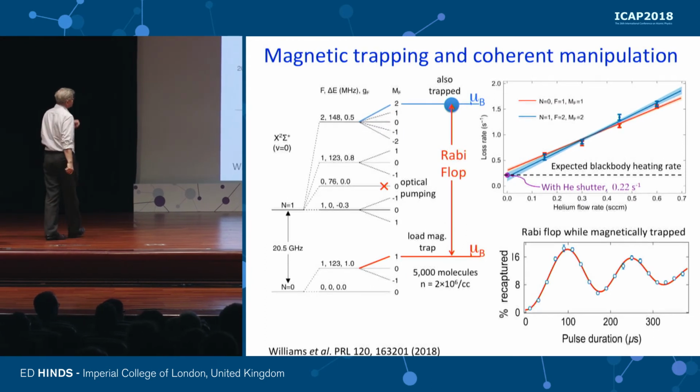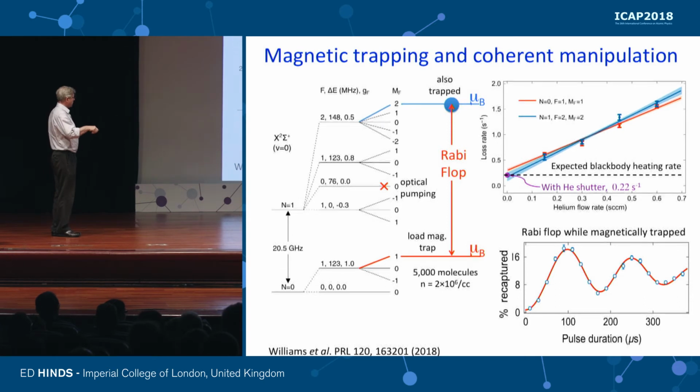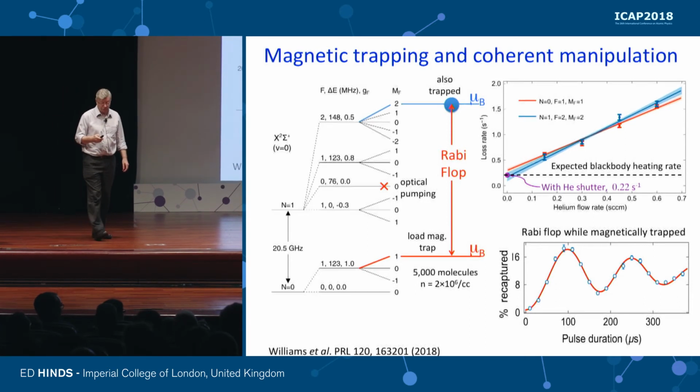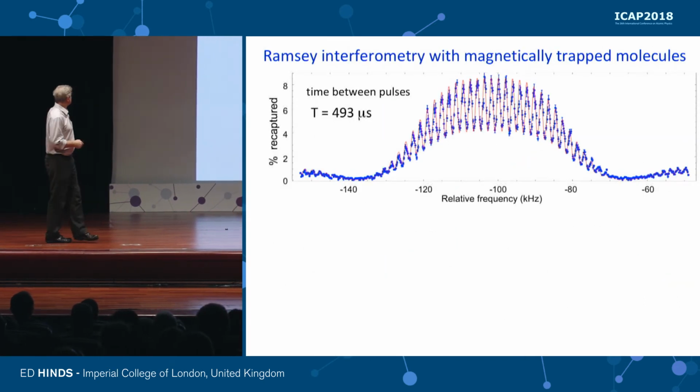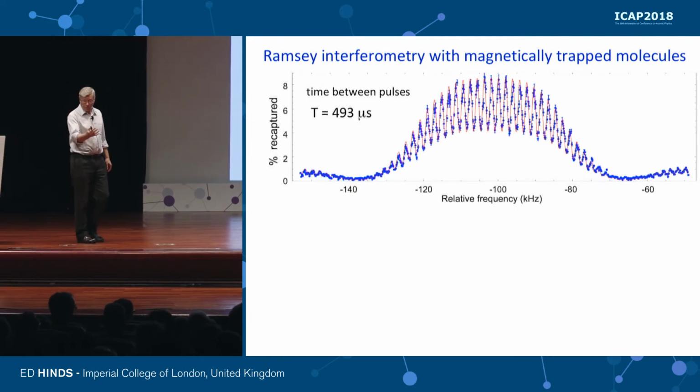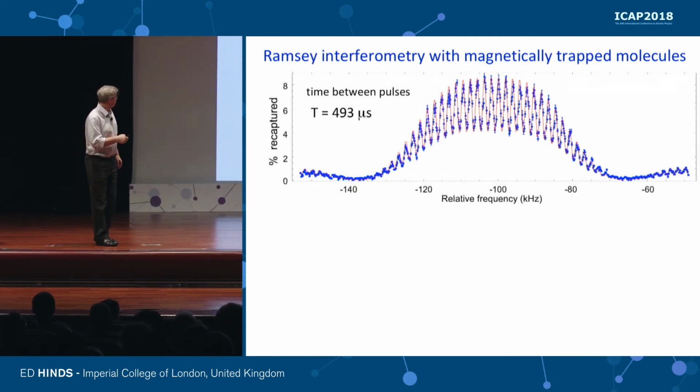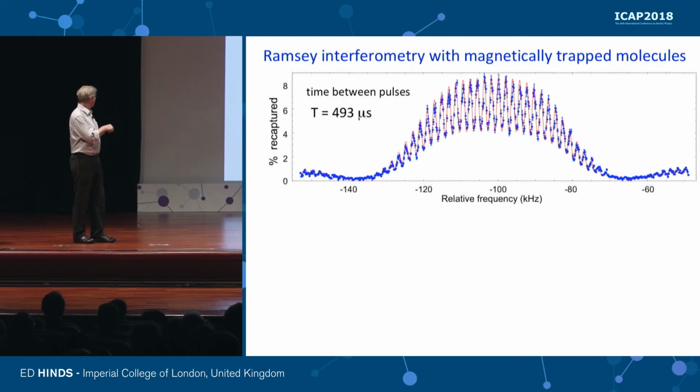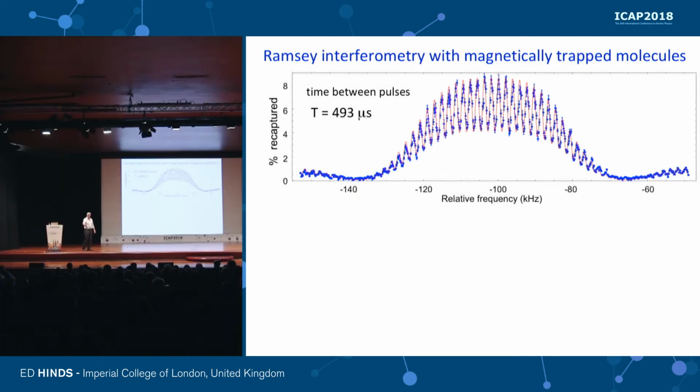We can Rabi flop these trapped molecules. Here's a picture of some Rabi flopping. And once you can Rabi flop, you can do Ramsey interference. So this is a Ramsey pattern made by molecules in a magnetic trap. And we had a pi/2 pulse, and then half a millisecond wait, and then another pi/2 pulse. So now you have a nice Ramsey pattern. It's easy to measure the phase coherence time, T2.